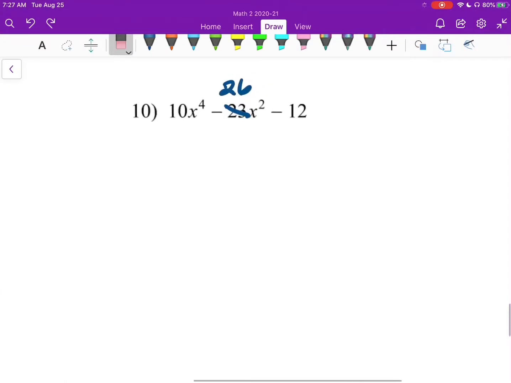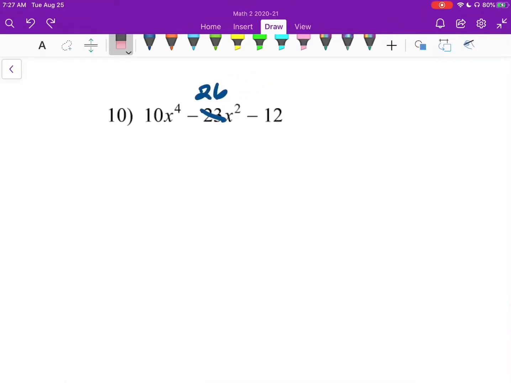Number 10. Okay, I want to start off by factoring things. I'm going to pull out a, I don't know, can I pull out a 5? No, I can pull out a 2. We'll pull out a 2. So I'm going to have 2 times 5x squared minus 13x minus 6.